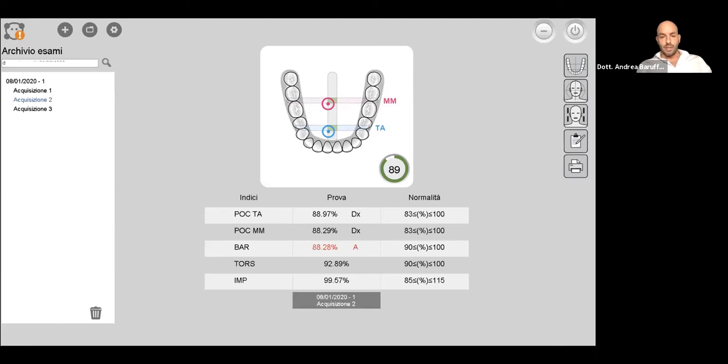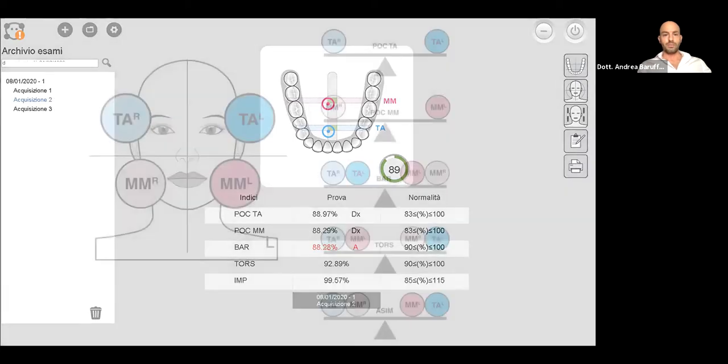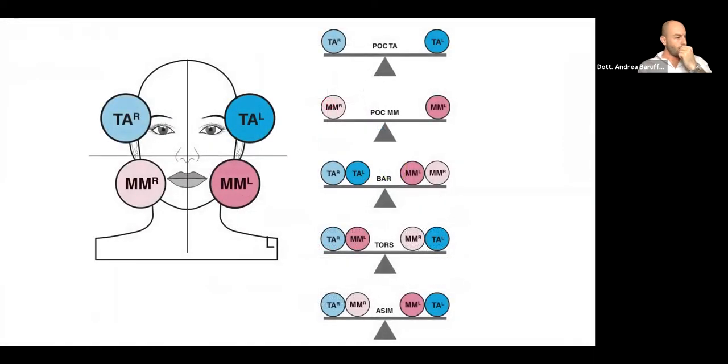And now we explain the indexes that are written below. So we have the percent of overlapping coefficient of temporal and masseter muscle. This is the assessment of the symmetry prevalence within the same muscle pair. You can see that the POC is evaluated between right temporal and left temporal, right masseter and left masseter.